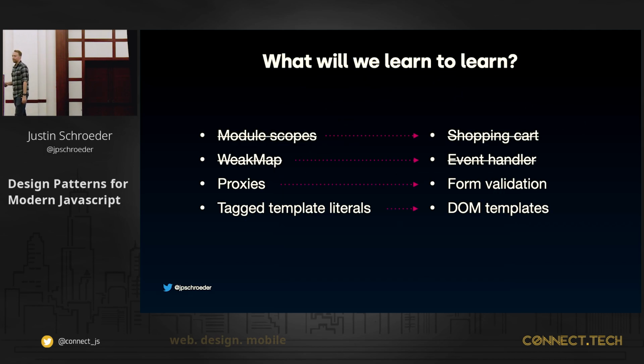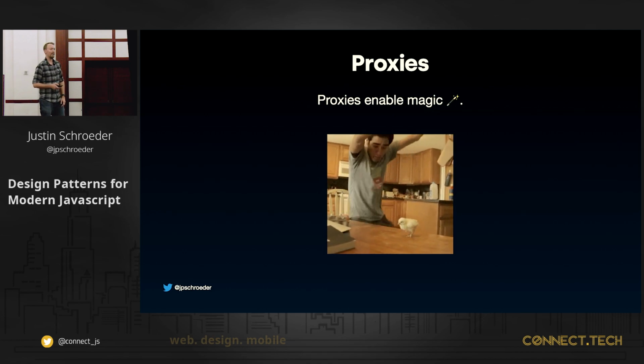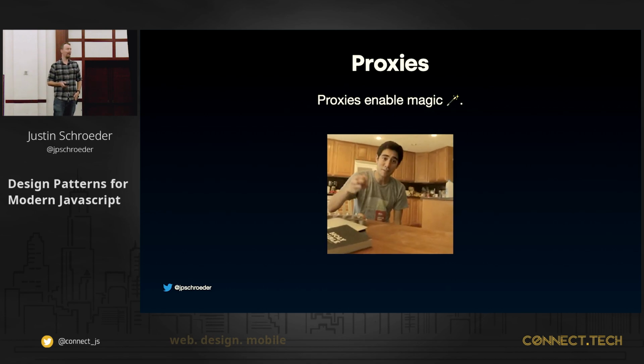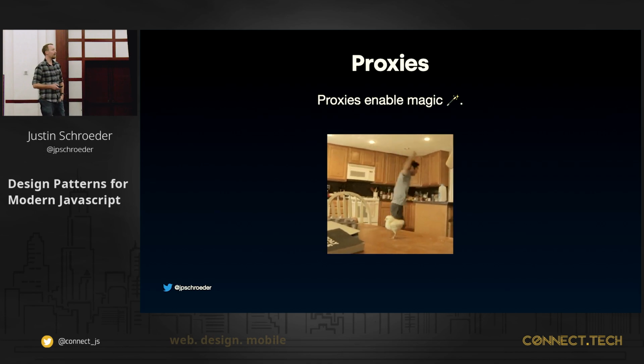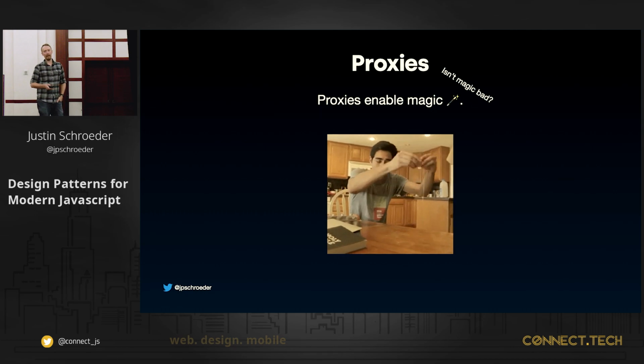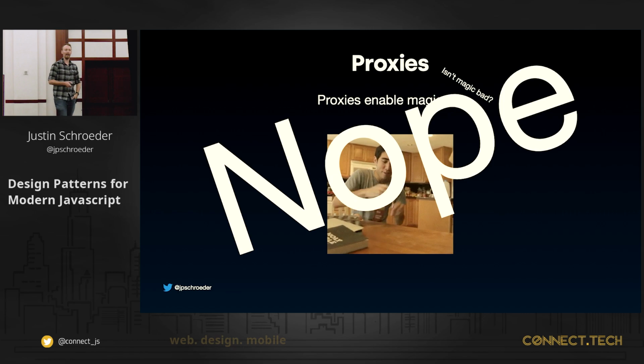So that's weak maps. All right, next up is proxies. Proxies are, well, they're magic. And they enable magic, right? And something to think about here is, I heard magic was bad, right? Isn't magic bad? No, it's not bad. Magic's not bad. Don't worry about it.